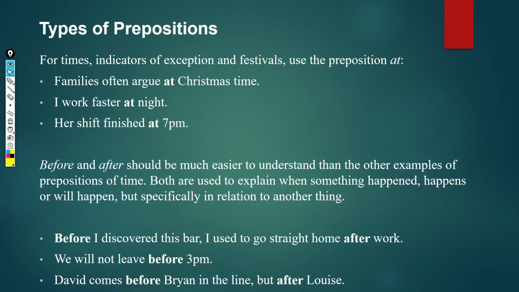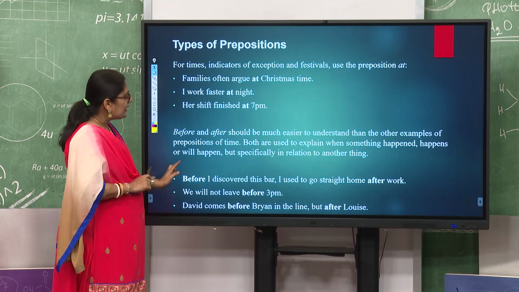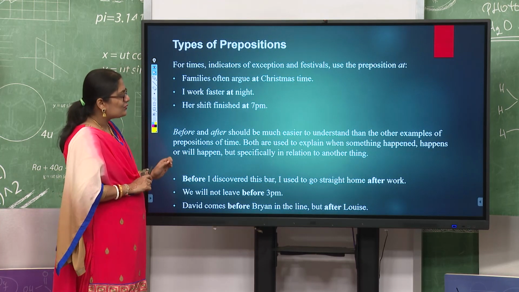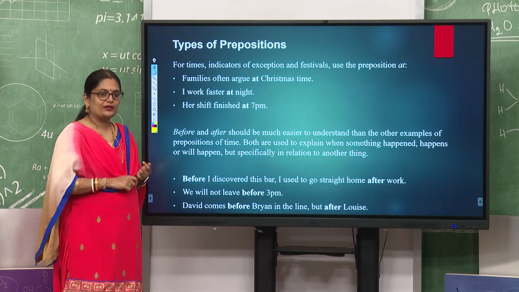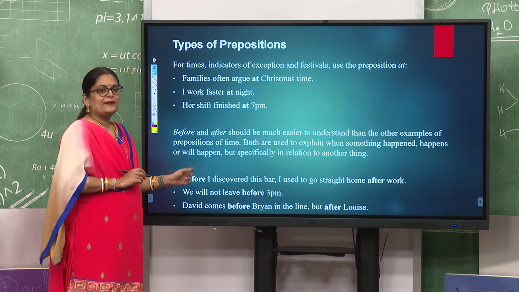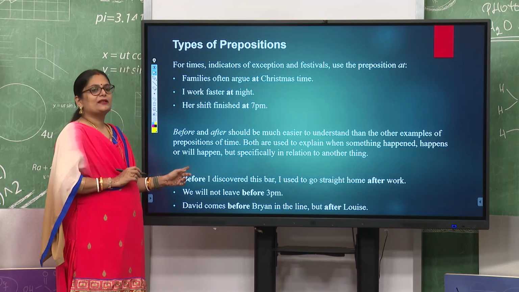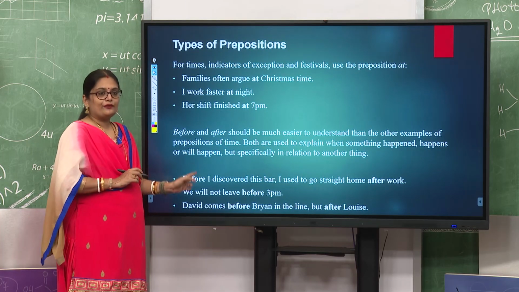Okay? Now, before and after should be much easier to understand than the other examples of prepositions of time. Both are used to explain when something has happened, happens or will happen, but specifically in relationship to another aspect. Before I discovered this bar, I used to go straight home after work. So, what is the preposition used? The preposition used in this particular line is before.